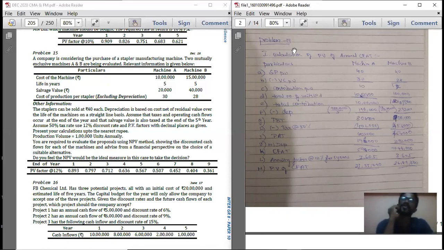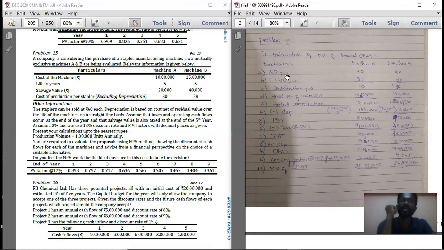Problem number 15, statement number 1. Calculation of present value of annual CFAT. So you are going to calculate annual CFAT and you are going to multiply that CFAT by the annuity factor at the rate of 12% for 5 years. Then you will get the present value of annual CFAT.